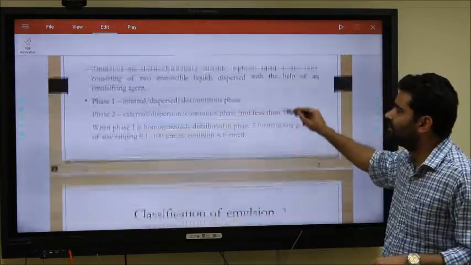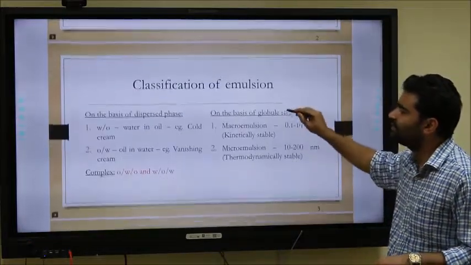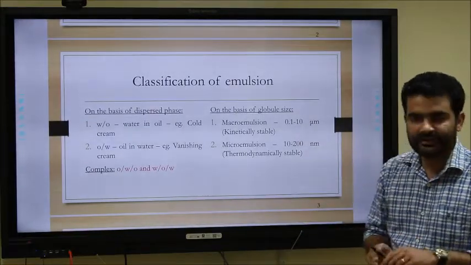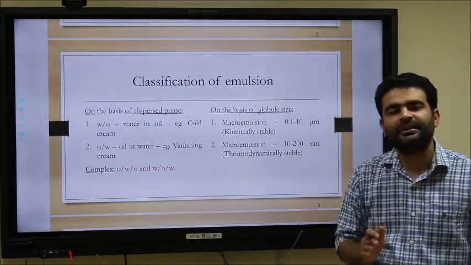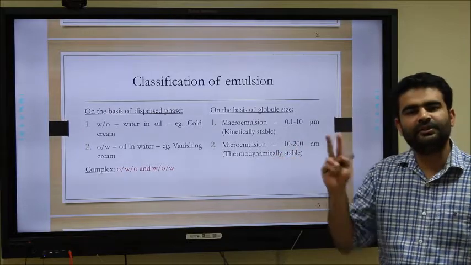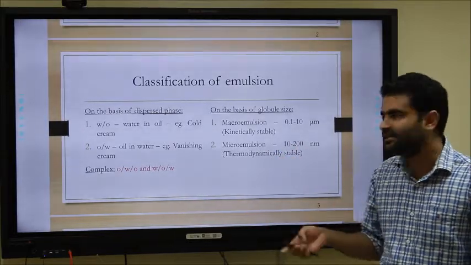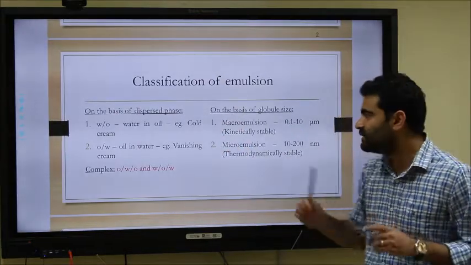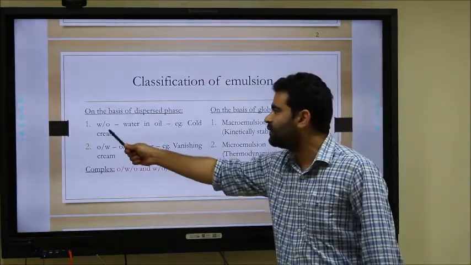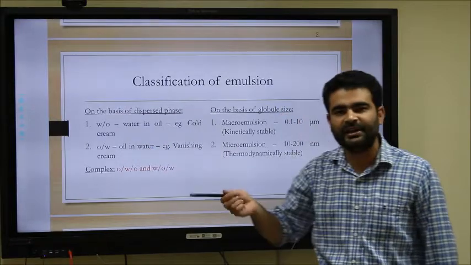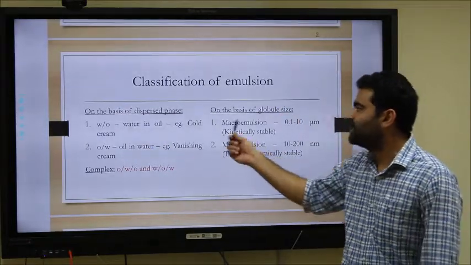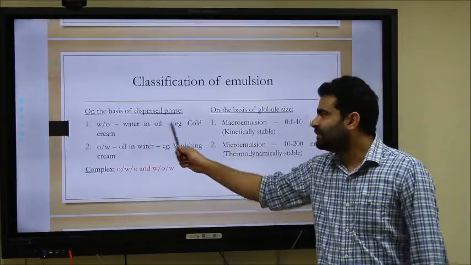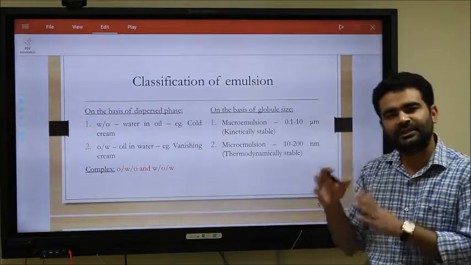Okay, on to the next slide, the classification of emulsion on the basis of dispersed phase. As we mentioned earlier, there are two phases, the dispersed and the dispersion phase. So the first classification is based on the dispersed phase. According to the dispersed phase, there is the water in oil type emulsion, W/O, meaning water in oil. An example is cold cream. In this type, water is dispersed in oil.